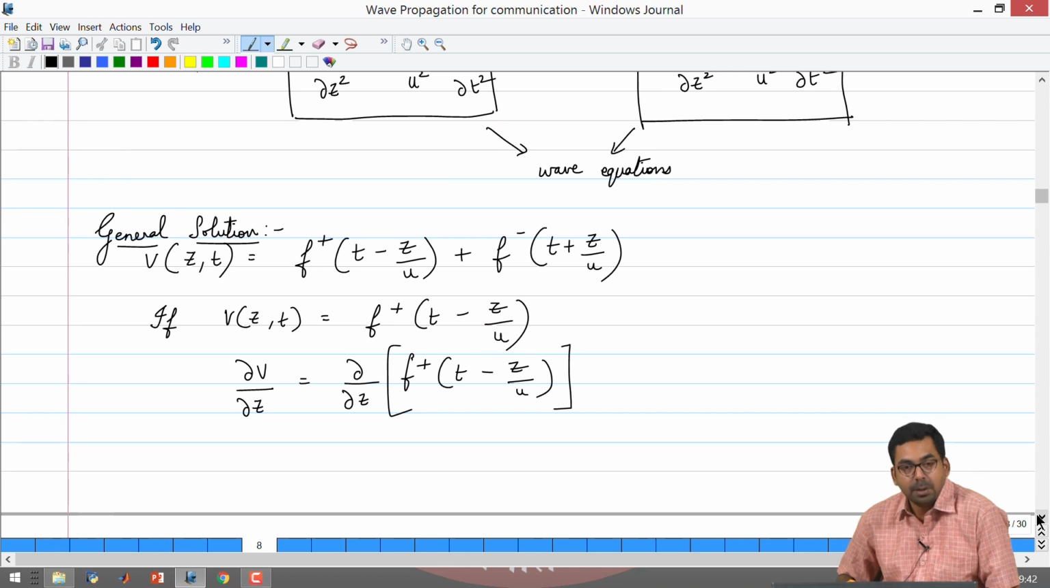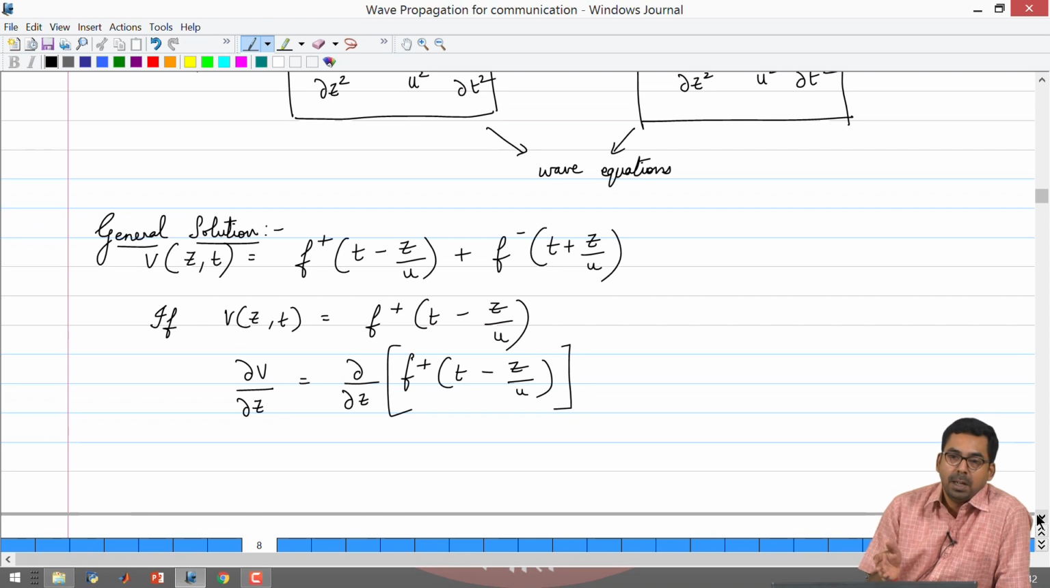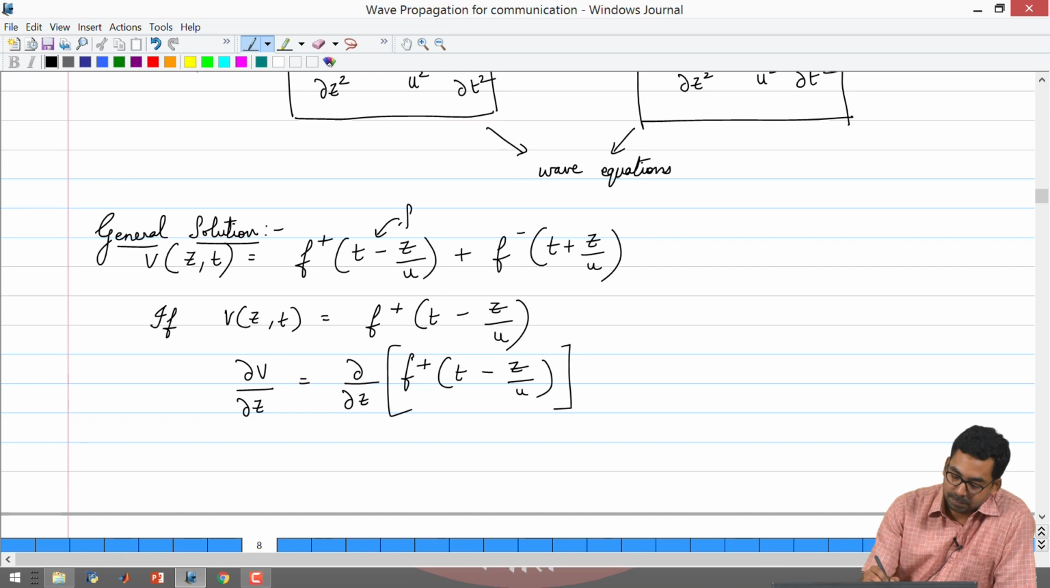One could substitute some values of t and u and try to find out z as it changes with respect to time, and you will find that for f plus of (t minus z by u), it will appear to be going forward from source to sink, and for f minus of (t plus z by u), it will appear to go from load back to the source, okay. So, correspondingly, we would call these forward and backward voltage waves.